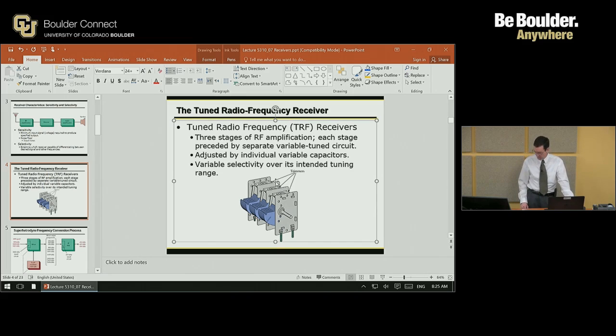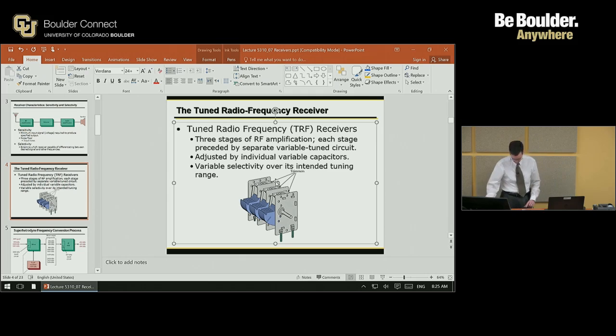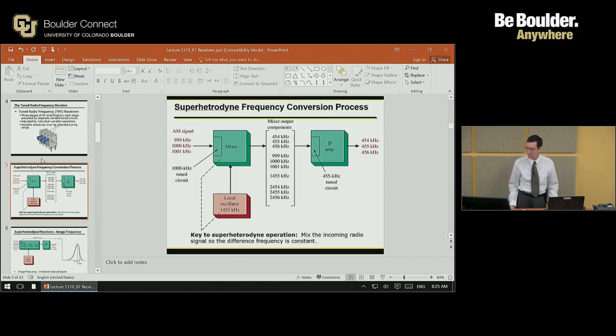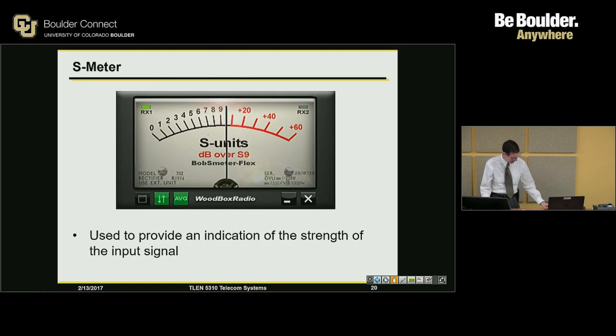So then along came the superheterodyne receiver, which was a major step forward, and most radios still use some form of superheterodyne today. Basically what happens is you've got this receive signal. Actually, maybe I can go back and forth from presentation mode, no, that idea did not work.